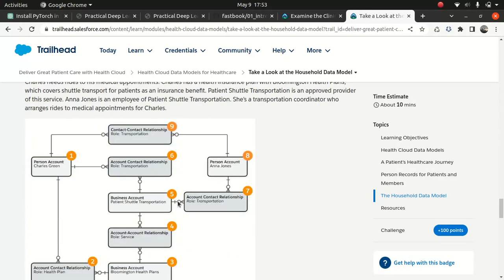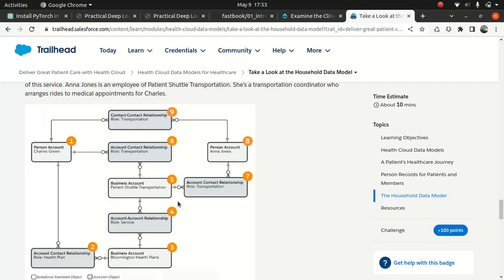Okay, now that's done. Now we look at another scenario. Obviously, Charles has a medical insurance.